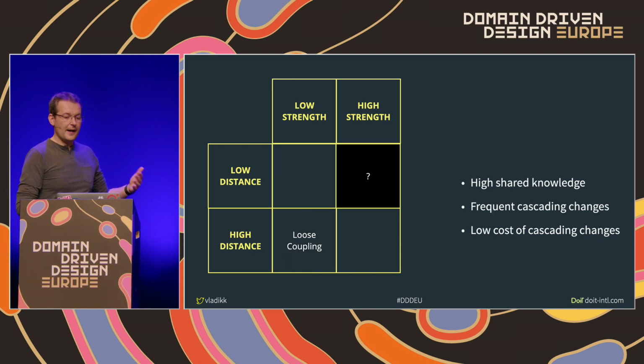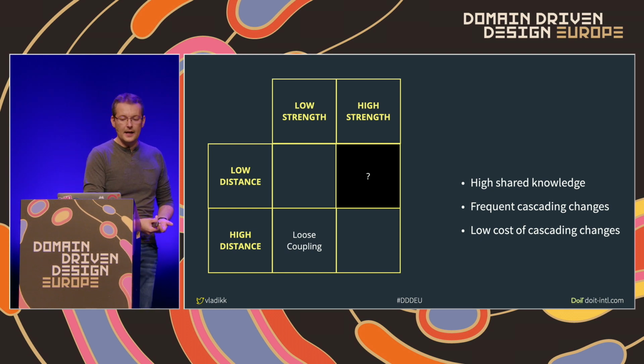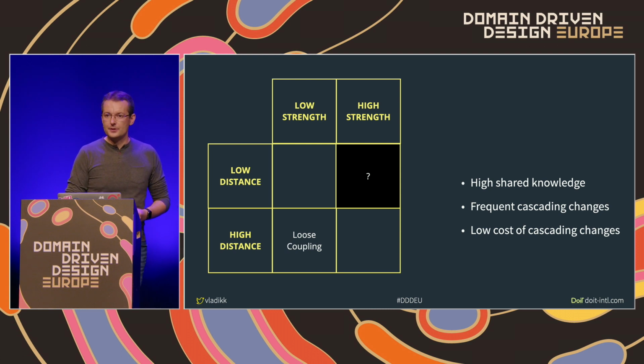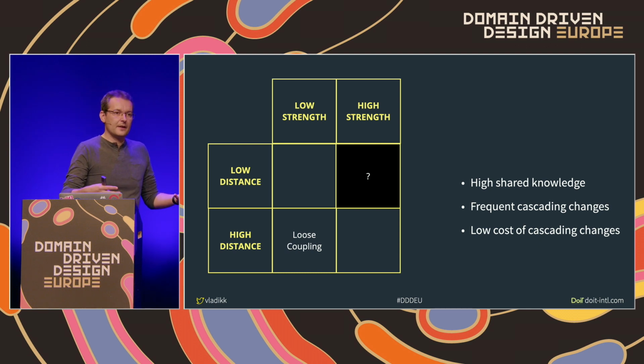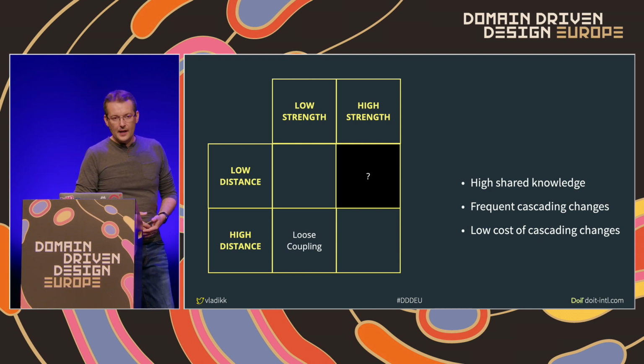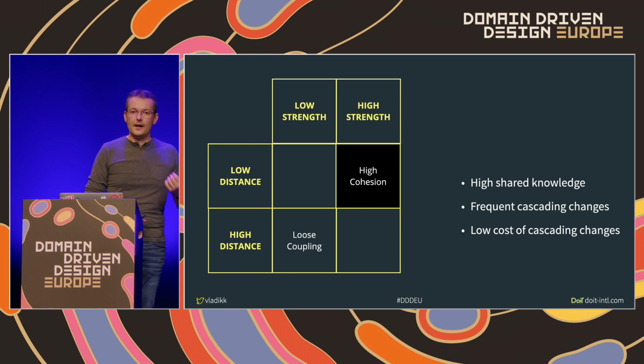Now the opposite, high strength over low distance. Here, because of the high integration strength, we have high shared knowledge, and as a result, frequent cascading changes. However, these cascading changes are balanced by low distance. It minimizes the cost of implementing the cascading changes. The interrelated modules are located almost in one place, so it's almost like modifying one component. In other words, this relationship represents what we usually call high cohesion.